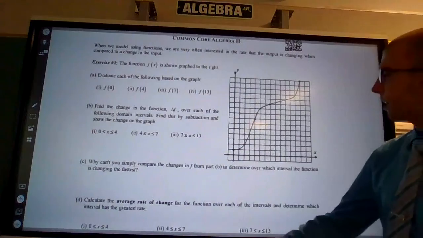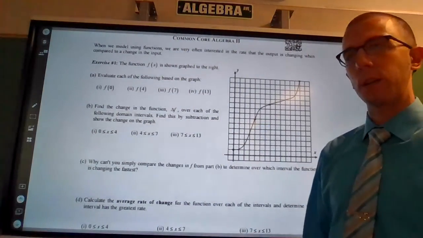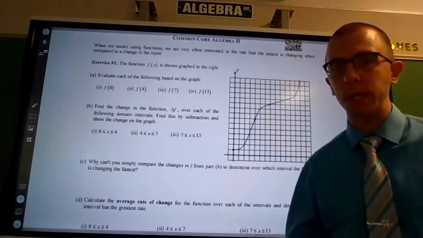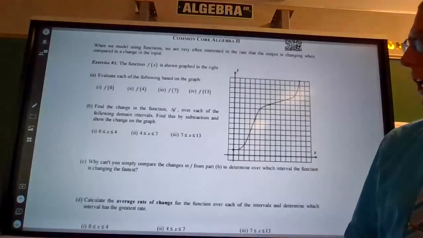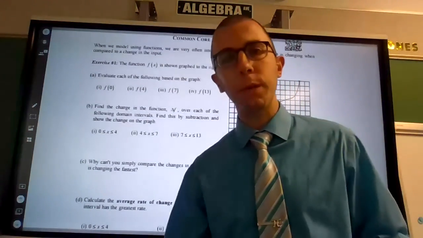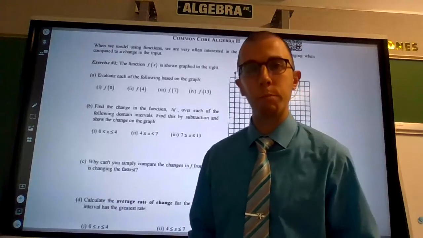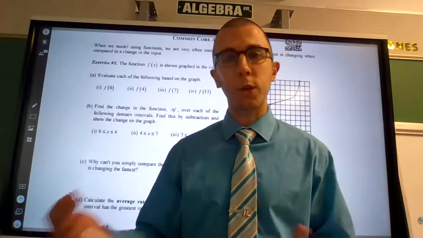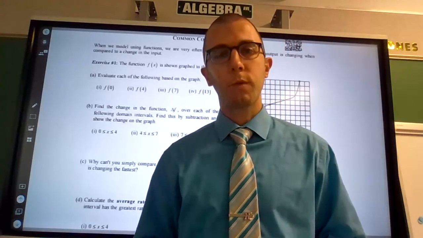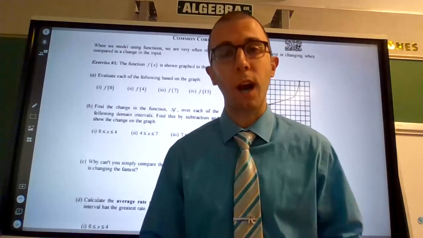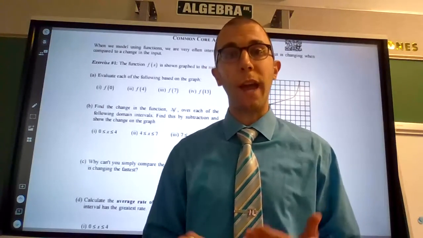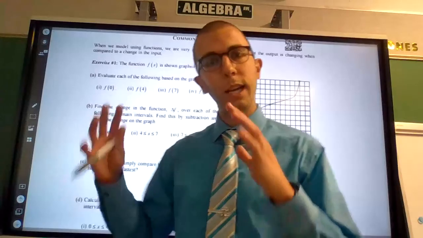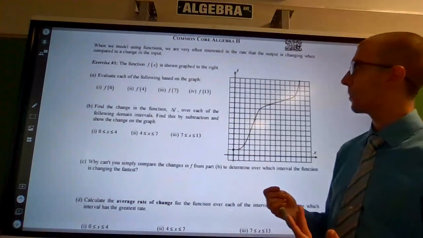Okay? So when we model using functions, we are very often interested in the rate at which the output is changing compared to the change in the input. So how fast is the output changing with respect to the input? If we're talking average rate of change, a rate deals with two different variables. Like your speed when you're driving in a car is miles per hour. That is a rate, something per something else. So just keep that idea in your minds here.